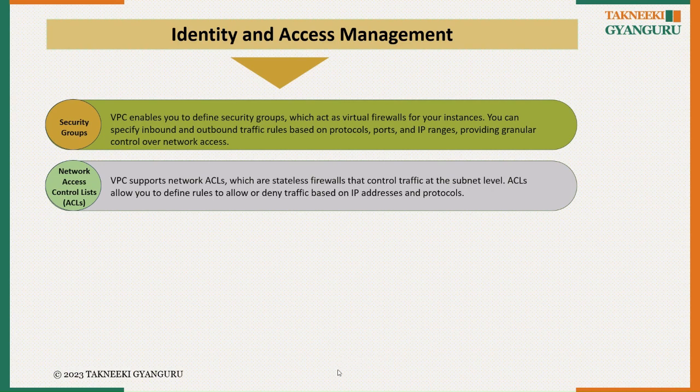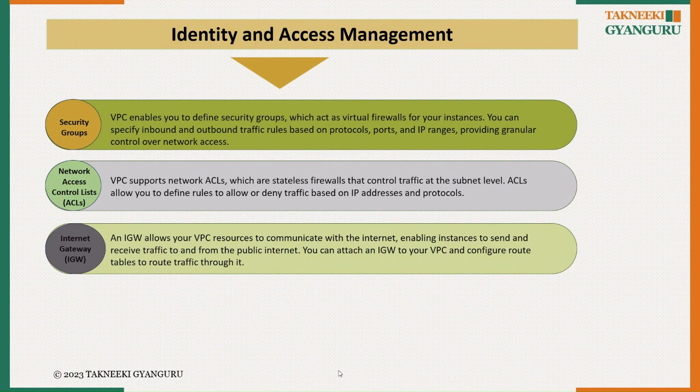Network access control lists, sometimes just called ACLs. VPC supports network ACLs, which are stateless firewalls that control traffic at the subnet level. ACLs allow you to define rules to allow or deny traffic based on IP address and protocols. It means this is also a stateless firewall, right? So the security group is a stateful firewall that should attach to a resource, but the ACL should attach to a subnet, right?